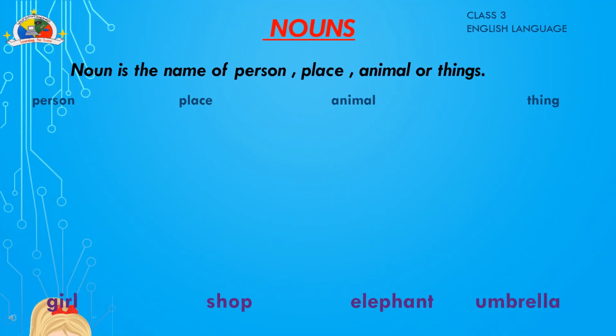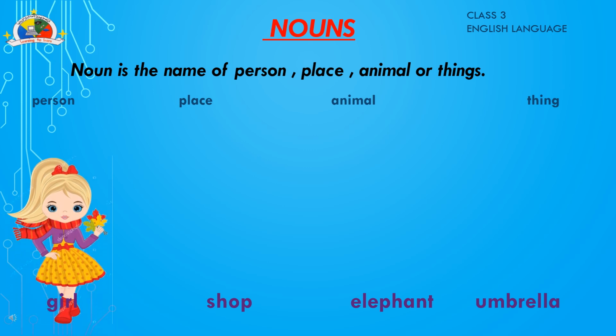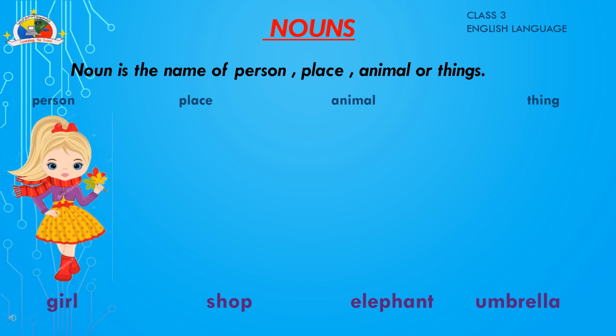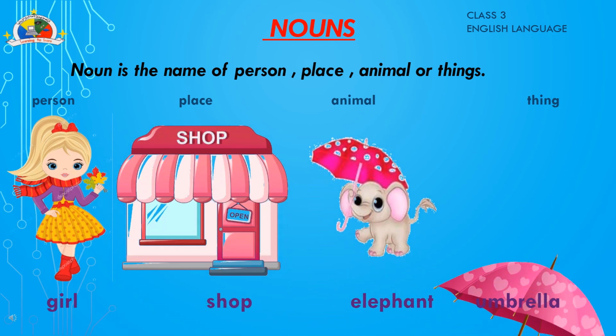Kids, as you know, that noun is the name of person, place, animal, or things. Here, the girl is a person, shop is a place, elephant is an animal, umbrella is a thing.